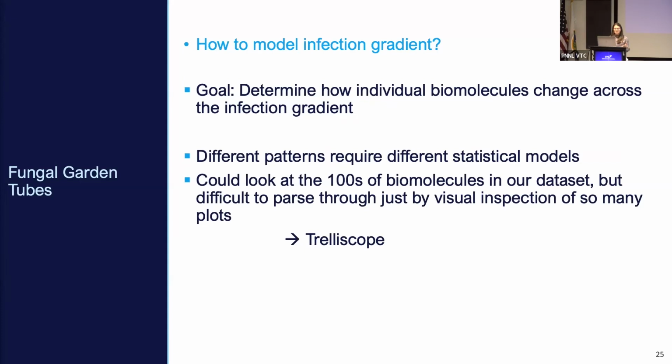The challenge is that we have hundreds or thousands of biomolecules in our data set. So if we were to make individual plots for each lipid or each protein and try to flip through and sort of mentally catalog the different patterns, it would take a long time and it would probably be very overwhelming. So this is where a tool called Trelliscope comes into play.